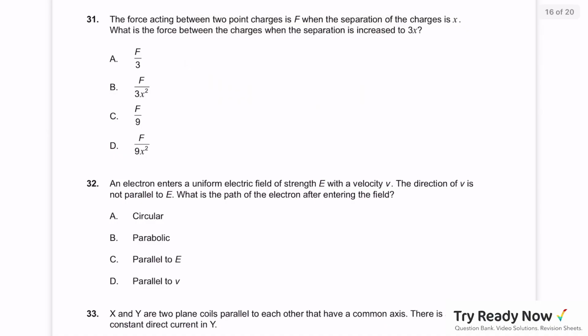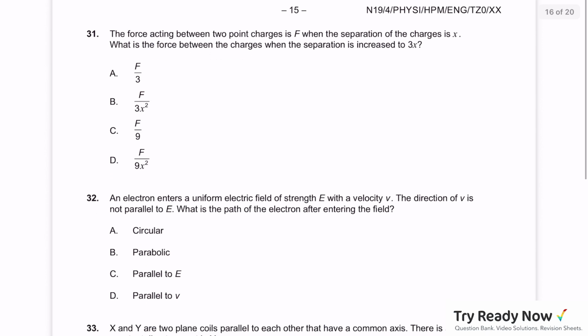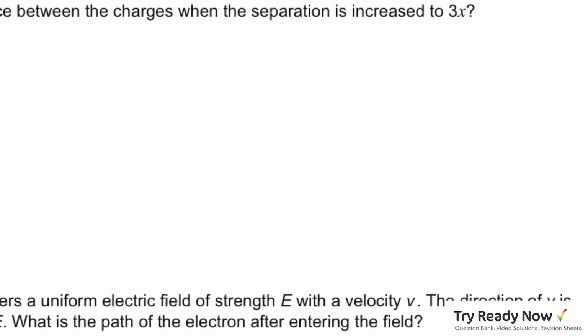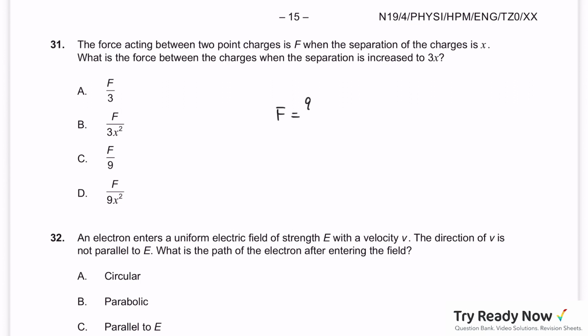Okay, so for question 31, we have a force acting between 2 point charges is F when the separation between the charges is X. And now this separation is increased to 3x and we're asked to find the force. So this is another one of those comparing questions. And what we can do is we can use the formula that tells us the force between two charges. You can find this formula in your data booklet, section 5.1, where we have force is equal to Q1, which is charge 1, times Q2 times K over R squared.